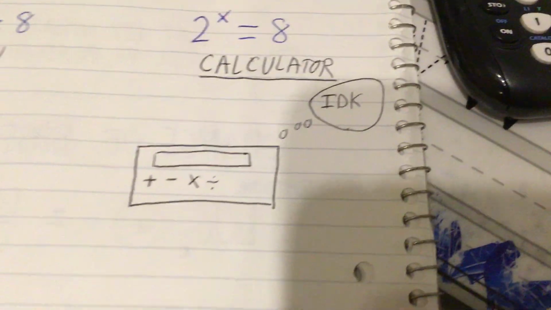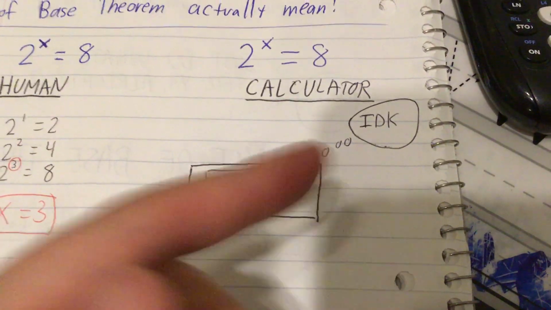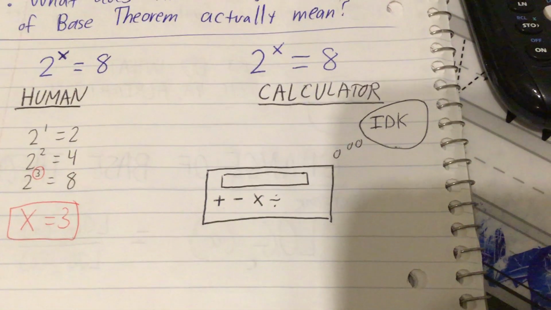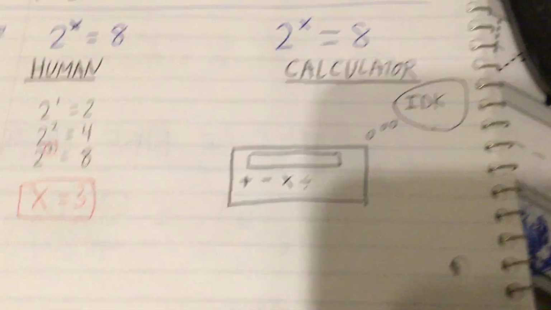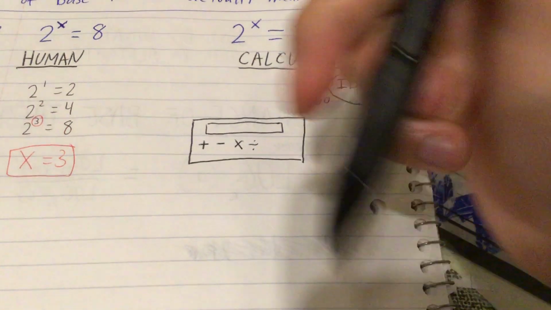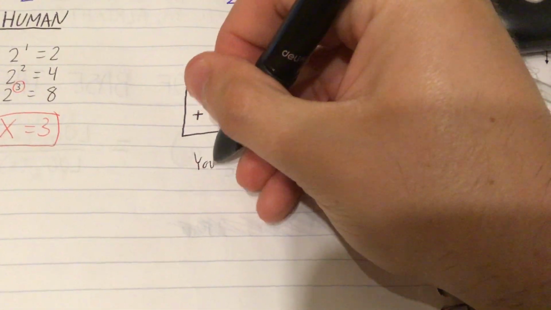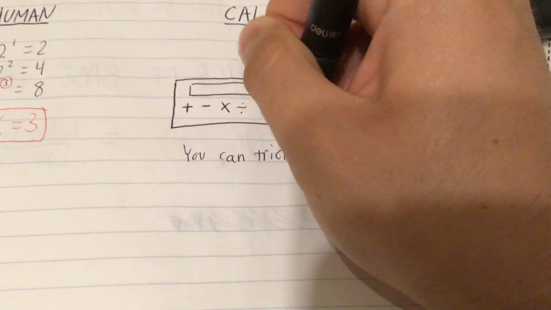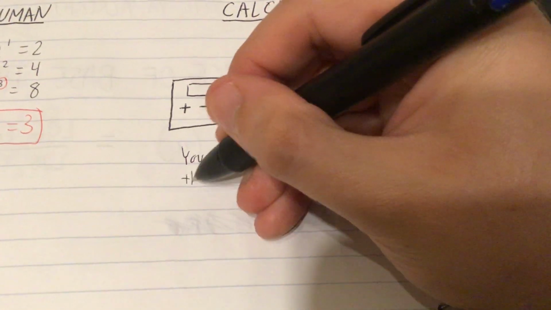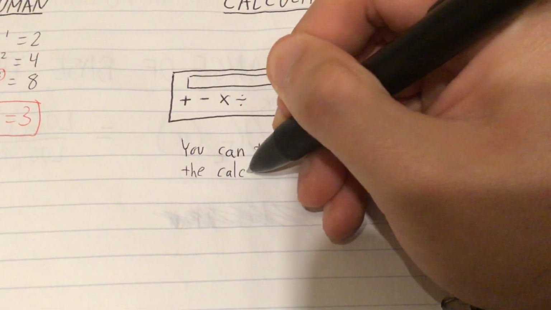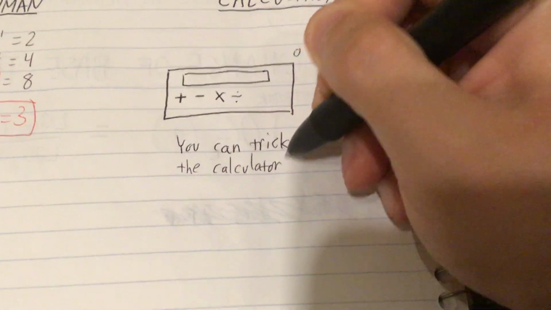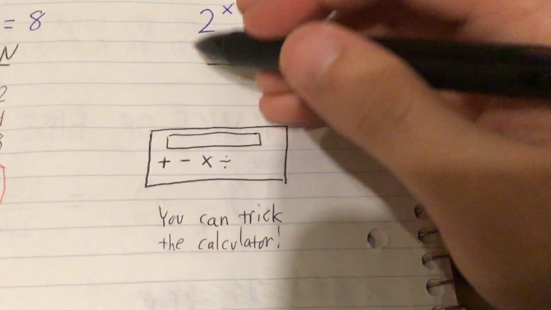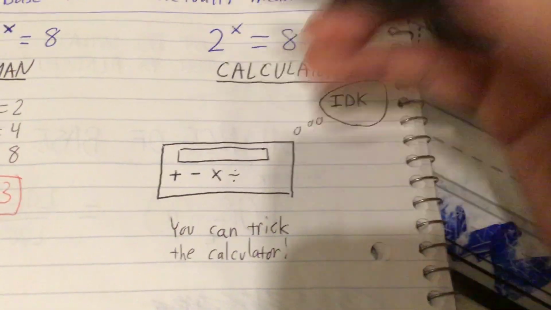However, your calculator, that's just my drawing of a calculator. I know I'm like Picasso. It doesn't know how to do that. However, you must trick the calculator. So you can trick the calculator. It's pretty cool when you think of it this way. You can trick the calculator, okay? Because your calculator doesn't understand base 2 or base 3 or base 4 and so on and so forth.